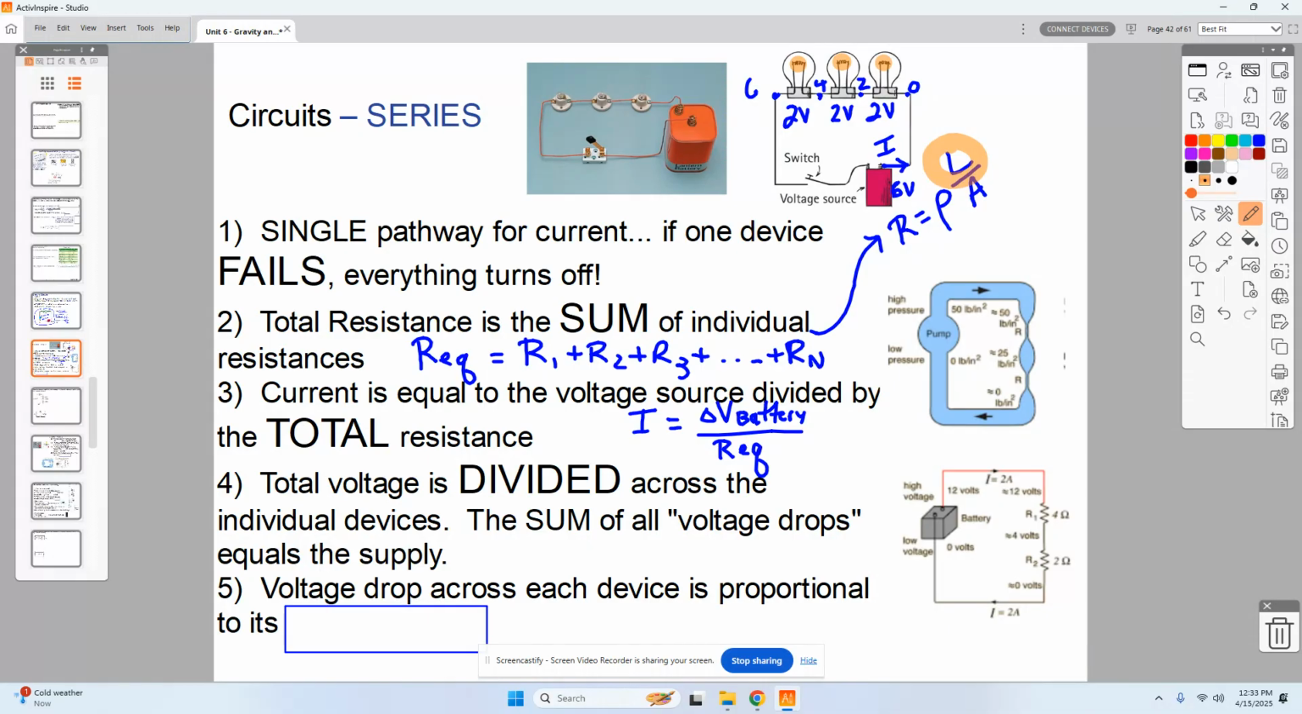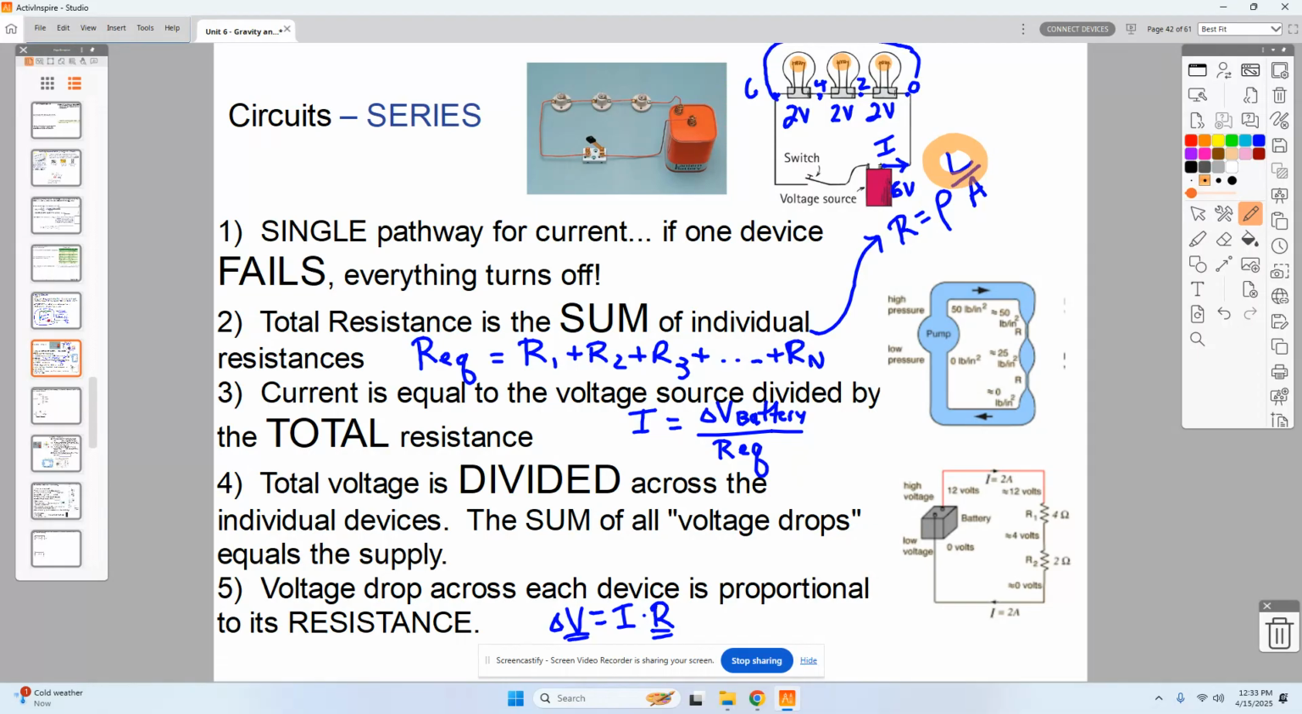Now, the voltage drop across each device is proportional to its resistance. The idea behind that is that since all of these things have the same current flowing through them, then the overall voltage drop, delta V, would be equal to I, the current going through that circuit, multiplied by its resistance. So we can see that the larger the resistance, the larger the voltage drop. And so we can say that they are in direct proportion to each other.